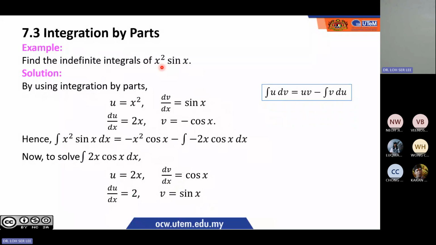So if you have this question, x squared sine x, when you use integration by parts the first time, you differentiate x squared, you get 2x. Integrate sine x, you get this. After you put all this into the formula, you get this one, right? Minus, we get a plus. So now we want to solve this part.